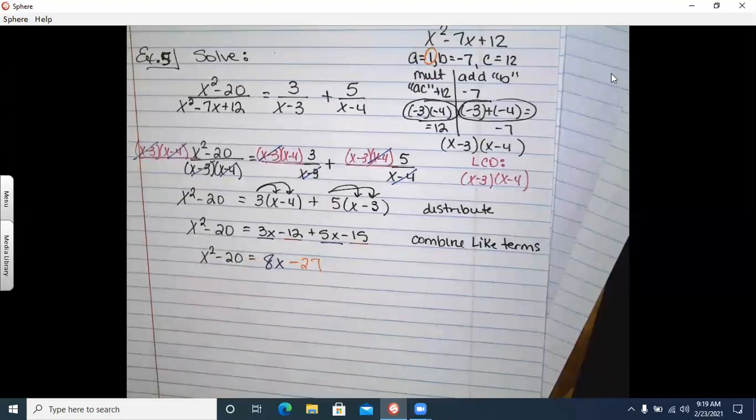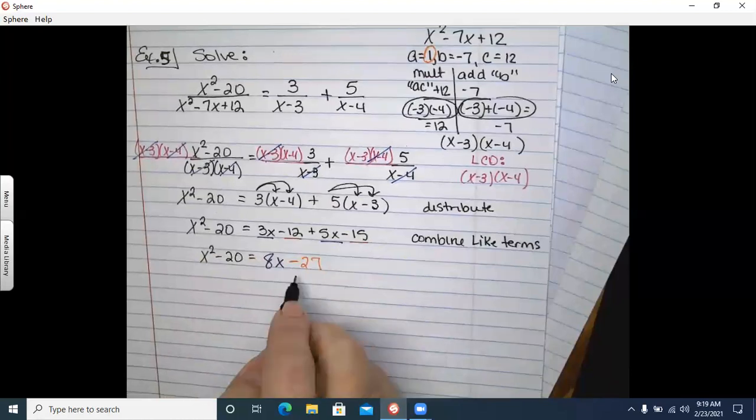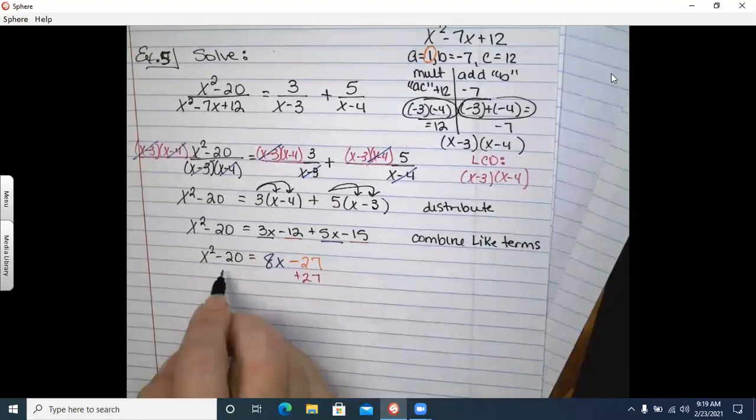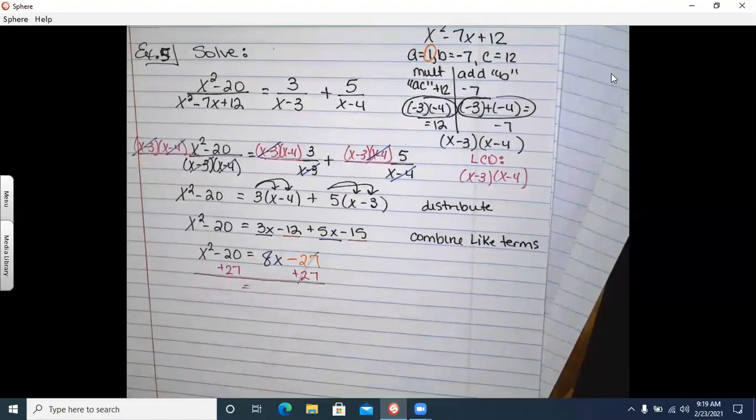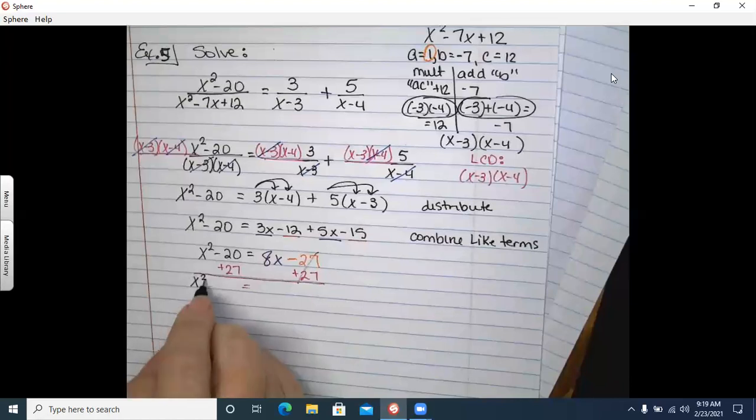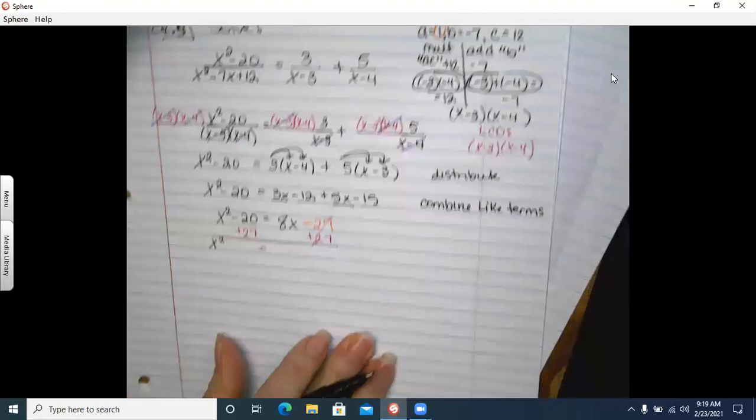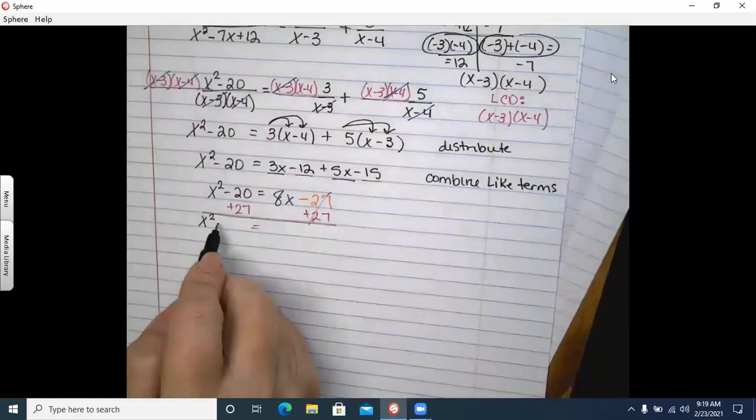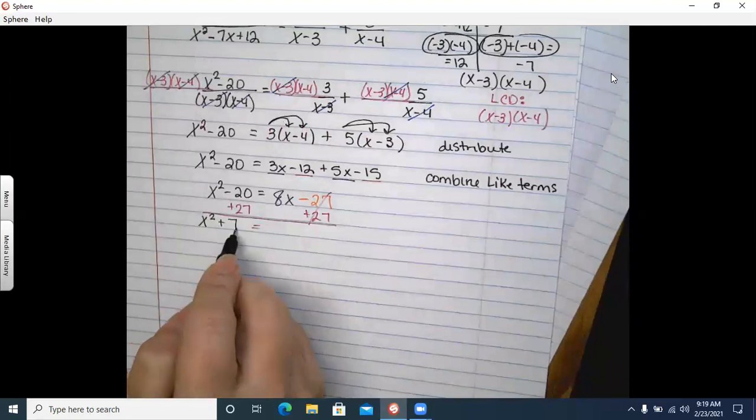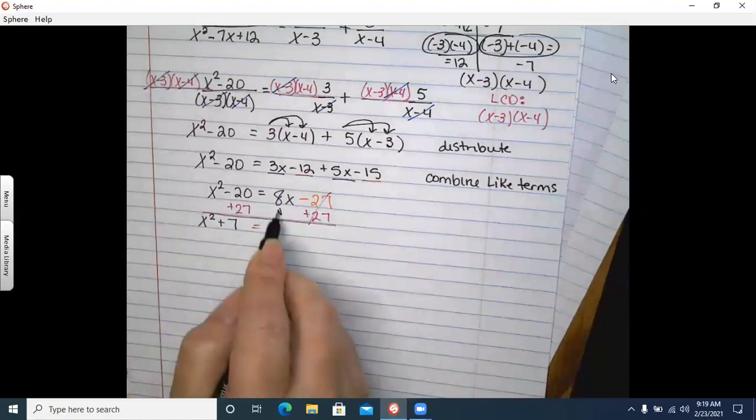Okay. And I can do this in one step or two. I'm going to do it in 2 steps. So I'm going to add 27. So on the right side, that'll cancel. And I'm left with x squared. What's negative 20 plus 27? What? Not minus. Plus 7 equals 8x.